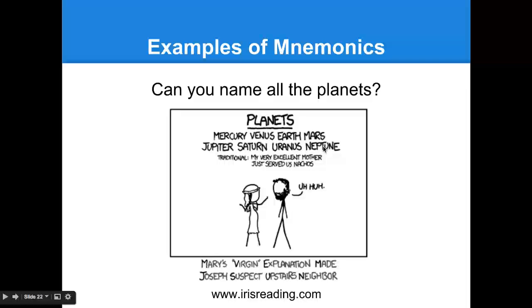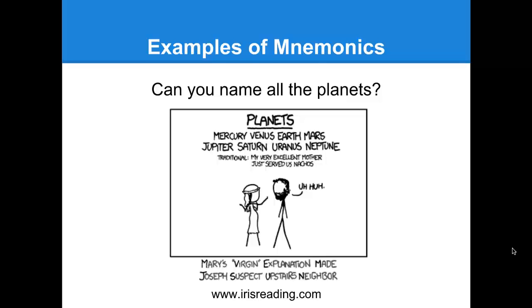Now, you see this little cartoon here. There's another way to do this if you wanted to be a little absurd or vulgar about it. Mary's virgin explanation made Joseph suspect upstairs neighbor. Okay, so let that sink in for a while and choose to remember whichever one you want to remember, and that is what will help you remember the names of the planets. Now, by the way, some people will look at these mnemonic devices and be offended or bothered by them, but anything that's a little vulgar or a little crazy or exaggerated actually helps you remember better. So this is why you try to create them in that kind of way.